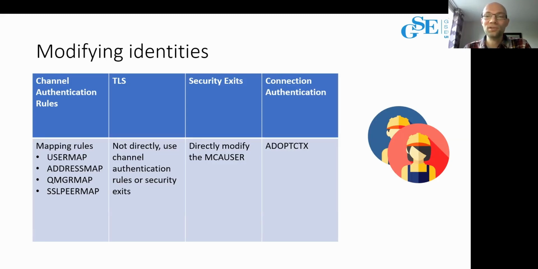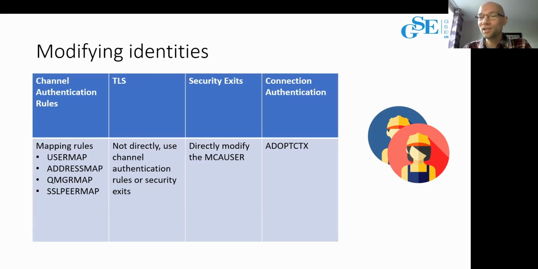That would allow you to have fewer channel authentication rules, essentially. So that would be the benefit of doing that, at the cost of actually having to write and maintain some code yourself. Some terminology on the slide that I haven't introduced yet is the MCA user. Now, that is essentially the user ID that the channel is going to run under. So setting the MCA user is what we do in the channel authentication mapping rules.